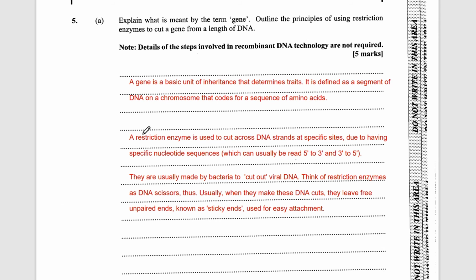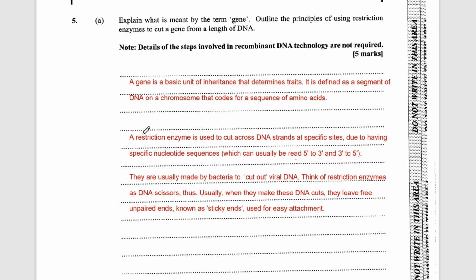Now, an easy way to think of what a restriction enzyme is, is to think of it like a piece of scissors that cuts DNA. And where it comes from is that it's usually produced by bacteria, and they are given names based on the bacteria that produce them. So, for example, you have one called EcoRI.